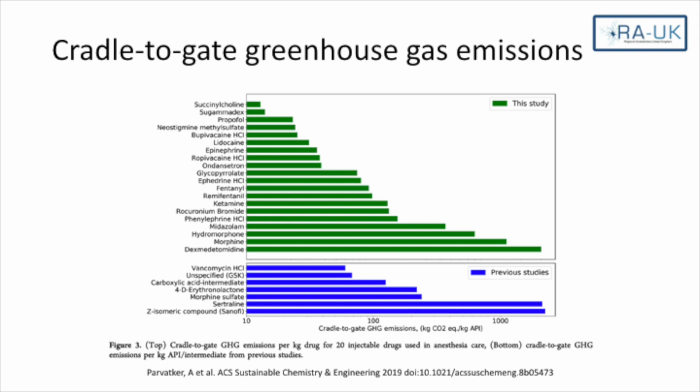And we can see the scale here is actually logarithmic. It's not linear. 100 here, 1,000 kilograms per kilogram of drug, so quite a lot of drug. We can see propofol is actually low down, bupivacaine and lidocaine are relatively low down. What was a surprise to me is morphine, which I thought of as a fairly natural drug from poppies, is actually 1,000.